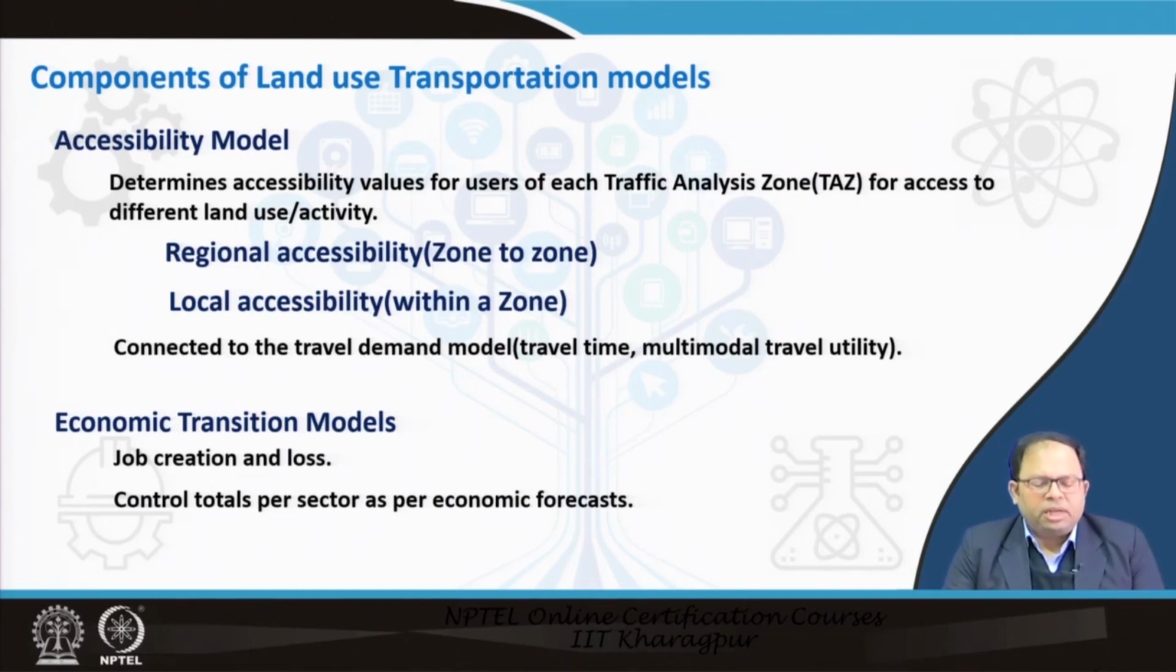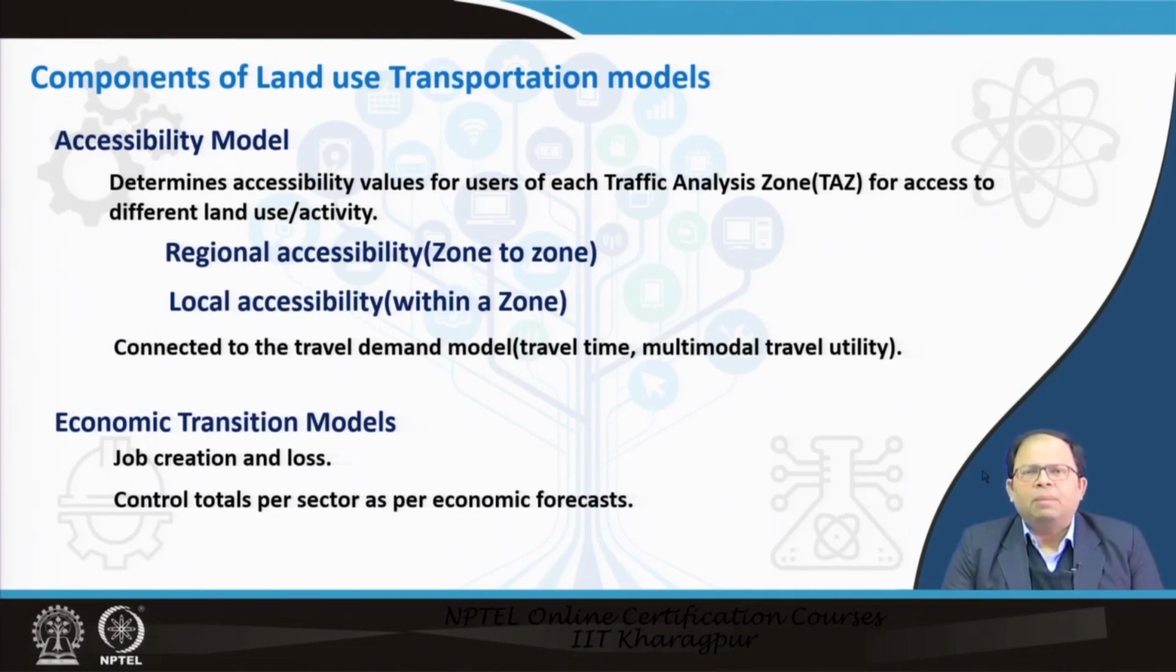Now, this particular model is basically connected with the travel demand model, and when the travel time estimation from that travel demand model changes, automatically accessibility of a particular zone also changes. For example, because of congestion along a particular route, the travel time increases. So the route is connecting between zone A and zone B. So obviously zone A's accessibility reduces because the travel time increases. And similarly, if the trip is originating from B and going to A, then zone B's accessibility will also decrease. So this model is basically connected to the travel demand model, and travel time and multimodal travel utility.